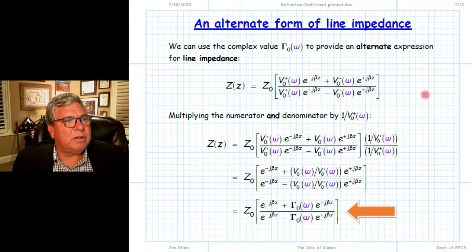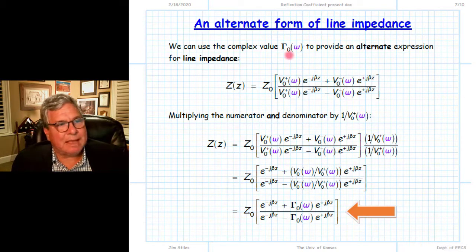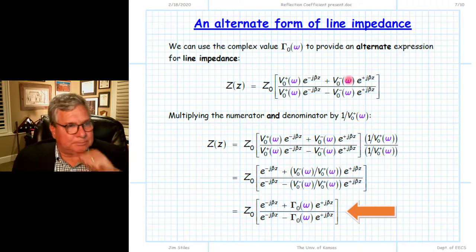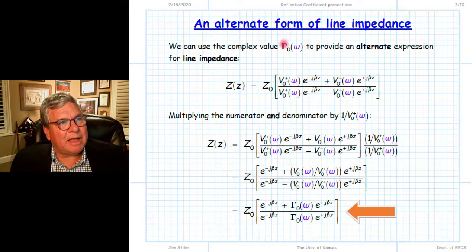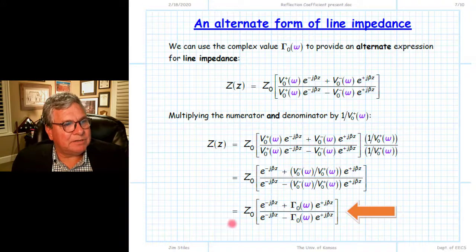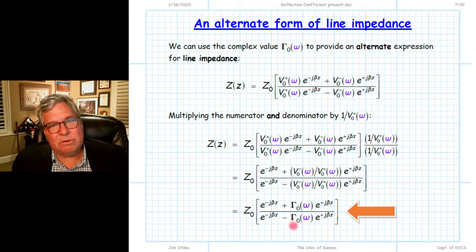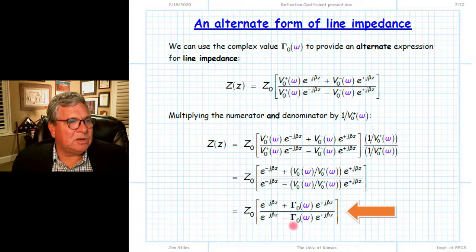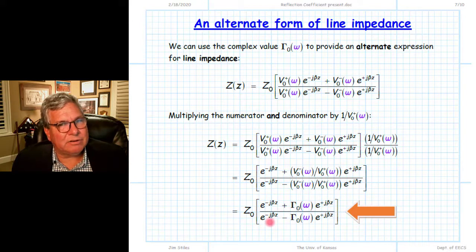All right, just one interesting thing mathematically. Now that we've defined the value of gamma 0, we can go through and rewrite our line impedance function. Our line impedance function is written in terms of the complex wave amplitudes V0 plus and V0 minus. Now we know that those are related by a value of gamma 0, and we can do a little algebra and show that the line impedance function can be written directly in terms of the reflection coefficient value of gamma 0. And so this is a bit of a hybrid representation.